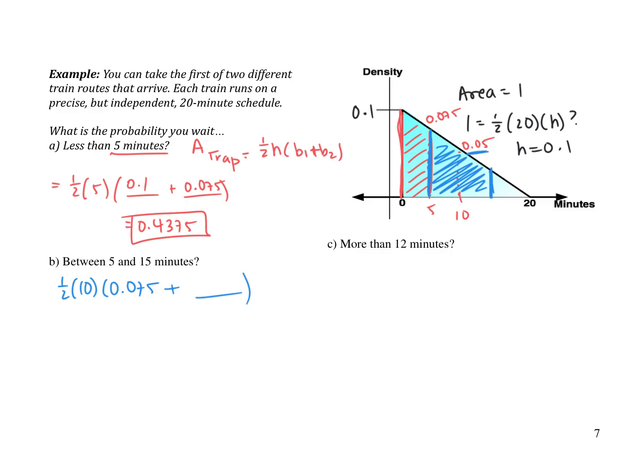If I have this base of 0.05, if this is a height of 0, this one is 0.025. And this, how nice, ends up being 0.5. So half the time, we would wait between 5 and 15 minutes. You should do a mental check. If the entire figure is 100%, does it look like the blue part is about 50%? Yeah. If we got something like 10%, that would tell us we were wrong.